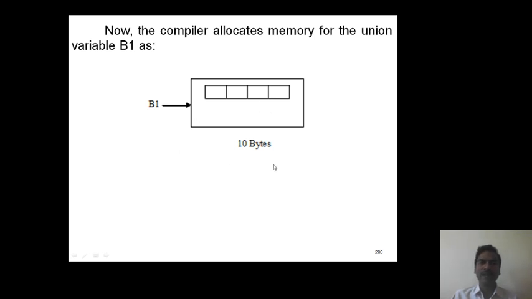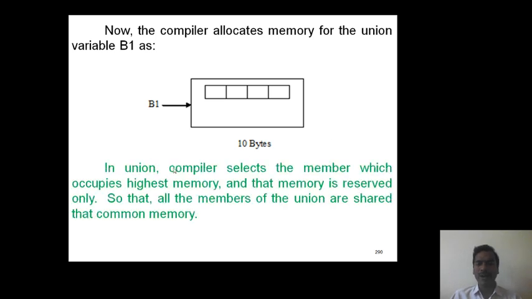So when we observe the data type creation, bname has size 10, pages 2 bytes and price 4 bytes. Here the highest memory is 10 bytes, hence it allocates only 10 bytes of memory, and this memory is shared by all members of the union. It's an important point. In union, the compiler selects the member which occupies the highest memory, and that memory is reserved so that all members of the union share that common memory.